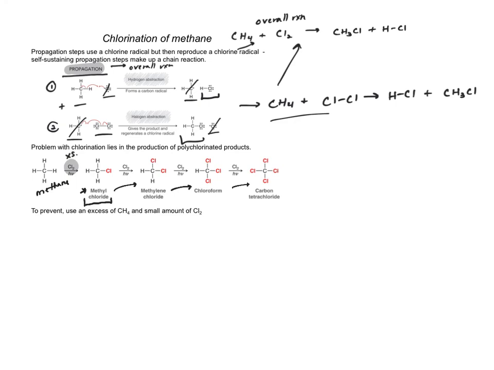Many times we do not want this or this or this. Many times we only want this, right? And so experimentally, to prevent this polychlorination, what we do is we use a large excess of methane and a very limited amount of chlorine, so that we do end up with just the methyl chloride, with just the monochlorinated product.